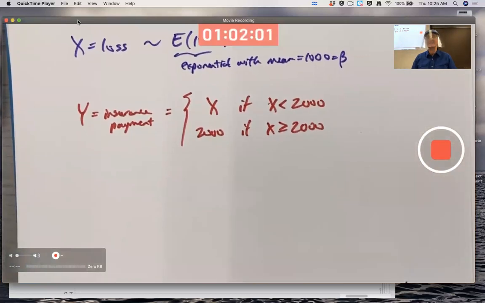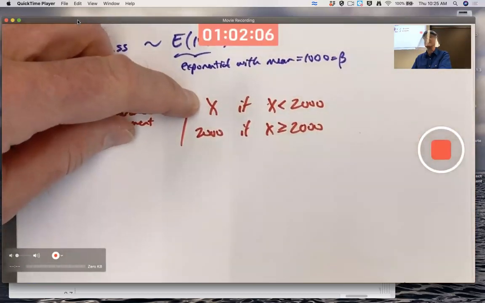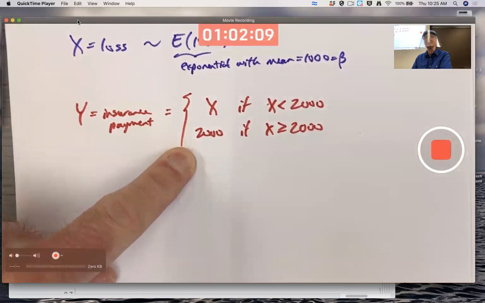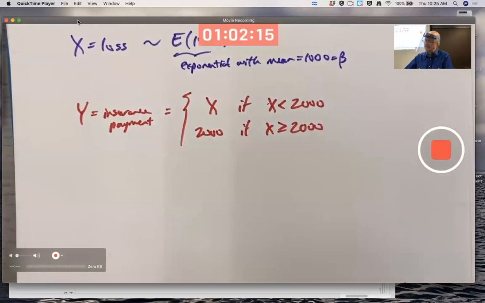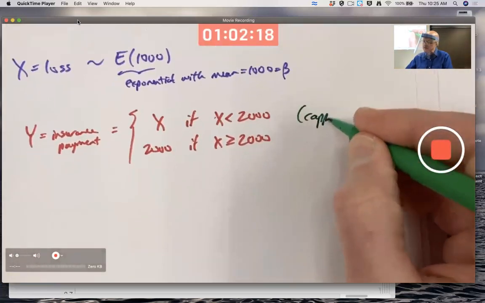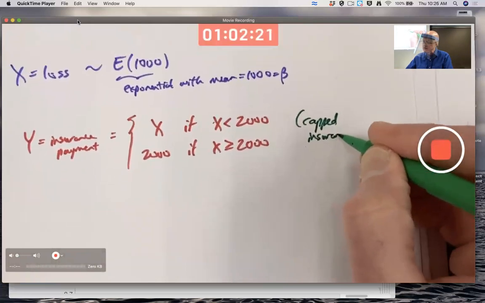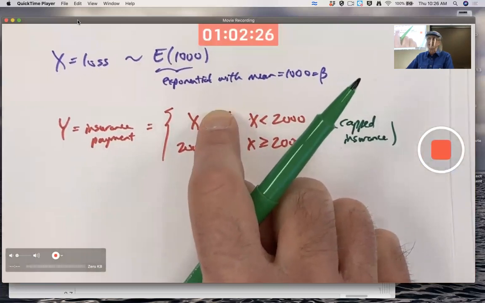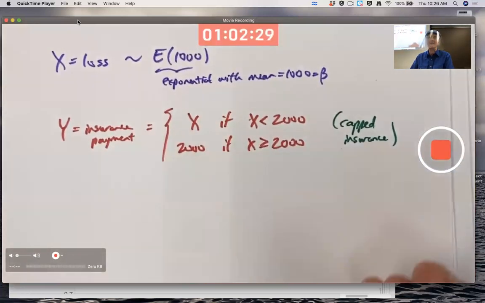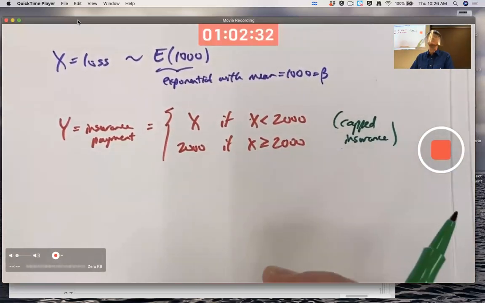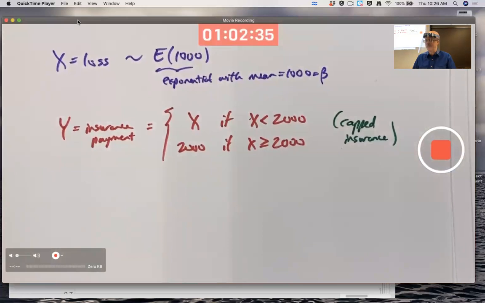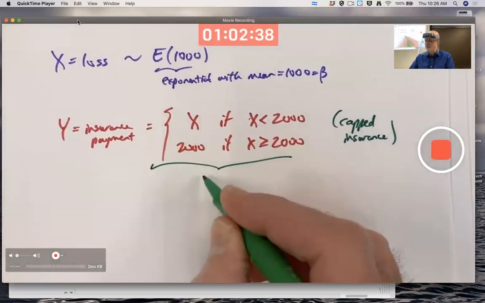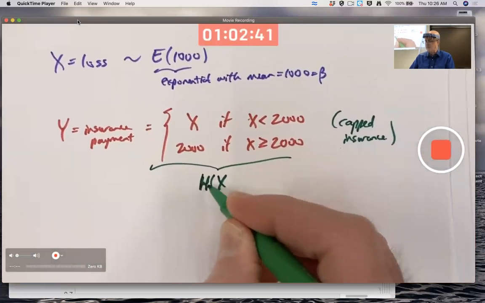So once again, Y is a piecewise function of X. With deductibles, it was 0 in the first spot and x minus the deductible in the second spot. With a maximum payment, a cap, it's called capped insurance. It's x in the first spot, whatever the loss is, as long as the loss is less than the cap, and then it equals the cap or the maximum if x is greater than or equal to the maximum. I could call this function h of capital X if I like, or I guess I should call it capital H to be consistent.